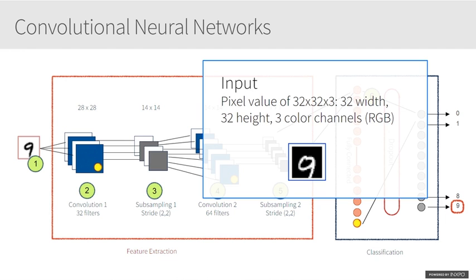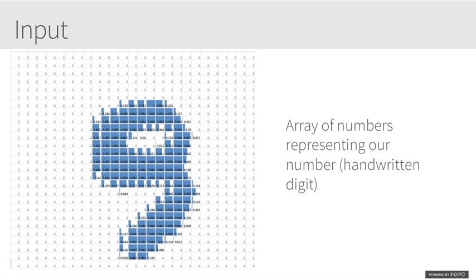The input in this example that we're using is from the MNIST dataset. It is basically handwritten digits, okay? Where we're translating those handwritten digits into numbers. So for example, in this case, we have a pixel value of 32 by 32 by 3, okay, with the value 9, for example, that you're seeing here. That's the input that we're receiving. So what does that input look like?